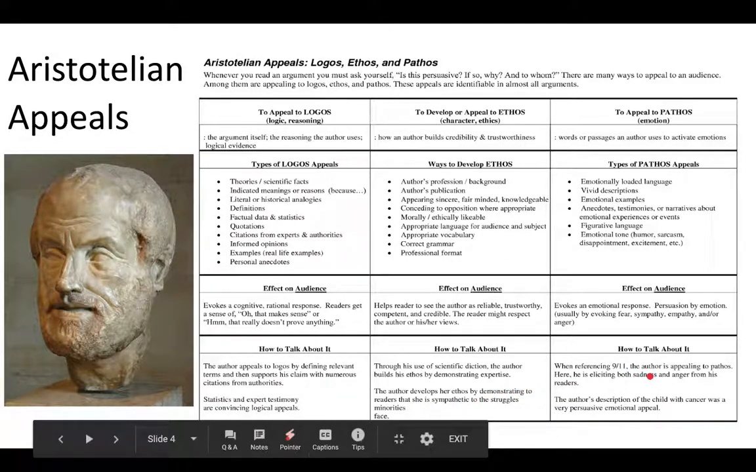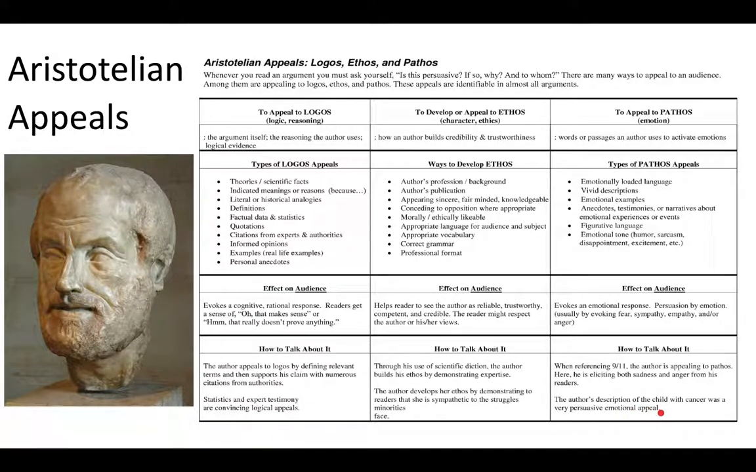And then when we talk about pathos, when referencing 9/11, the author is appealing to pathos, eliciting both sadness and anger from his reader. The author's description of the child with cancer was a very persuasive emotional appeal. You don't have to use the word pathos either. So the author appeals to pathos through the use of emotional word choice. The author appeals to logos through scientific testimony. The author builds his ethos through blah, blah, blah.